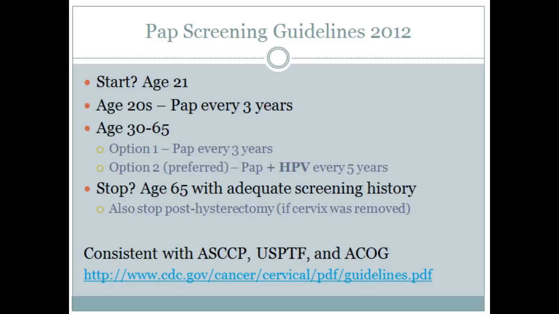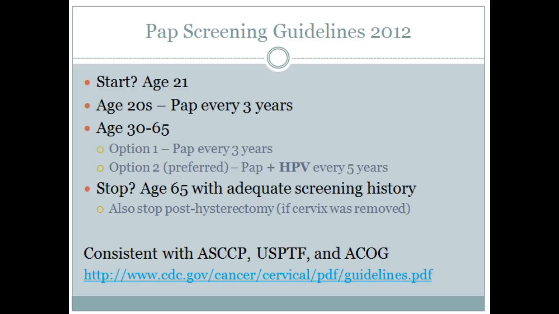Throughout a woman's 20s then, we're going to pap every 3 years. Once she hits 30, we've got two options. Option 1 is to just keep papping every 3 years. If from age 20 to 65 you papped a woman every 3 years, that would be 100% appropriate. However, once we hit age 30, we've got a second option, and this is really the preferred option.